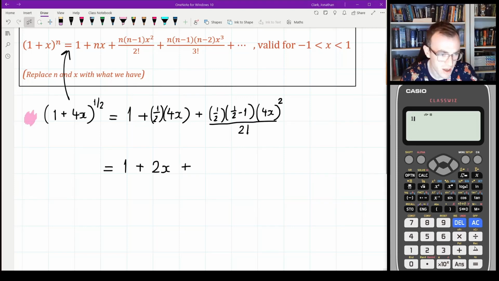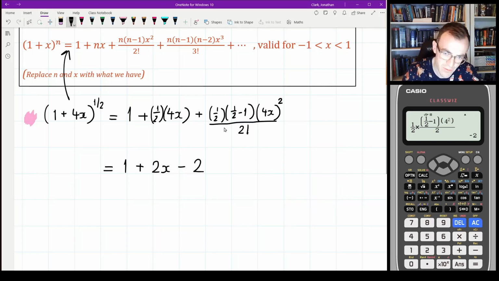So we've got a half times by half take away 1 will be minus a half. This term will be negative, and it's going to be 4x squared. So I'll just work out the coefficient 4 squared, and I'll divide it by 2 factorial, which is just 2. And my term there is minus 2. Okay, cool.